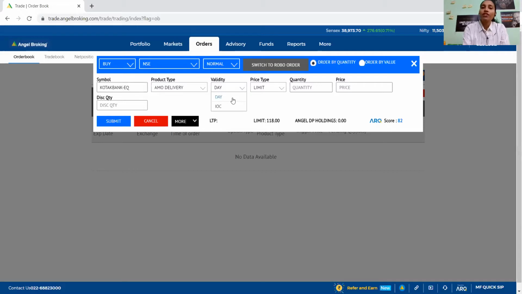Then validity is day. Whenever you enter it in the live market, it should always be day. IOC means immediately. Sometimes you enter a trade and want to take it immediately when the market is running, so that is why we use this. But remember, you always use day when the market is going on, so that the order stays placed till the end of the day if you want to wait for it. These things are almost the same.